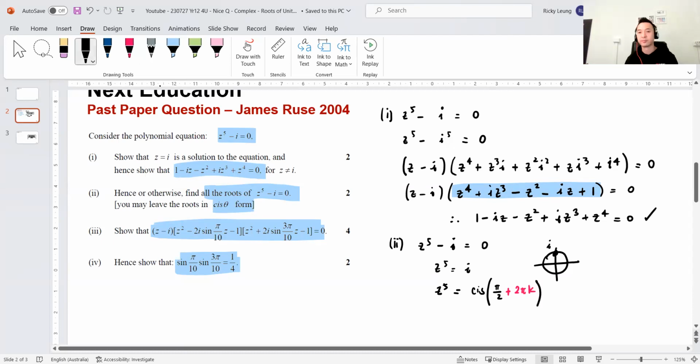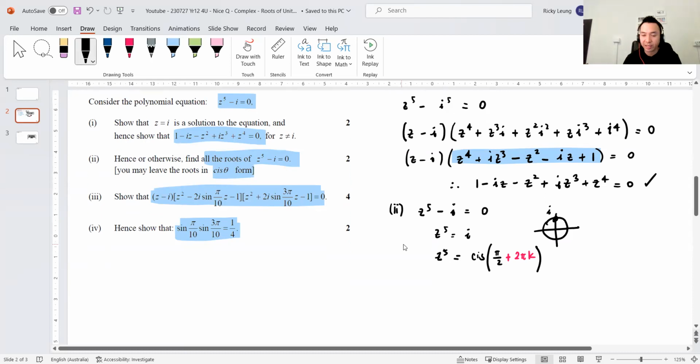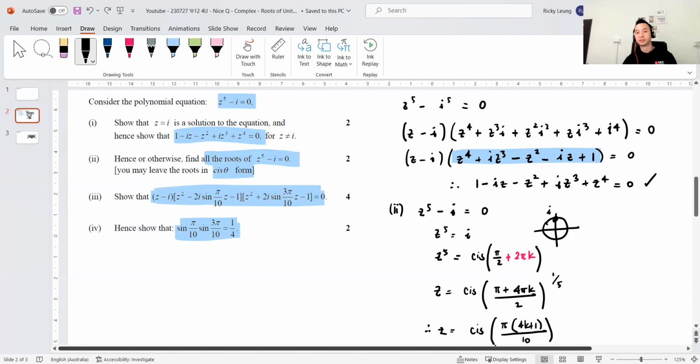And then I De Moivre. I'll common denominator. I won't De Moivre yet. I'll common denominator plus 4 pi k on 2, and I'll bring it to the power of 1/5. And then De Moivre, bring the power inside the bracket, but also let's be amazing and factorize pi out. It becomes 4k plus 1, and when I bring the 1/5 in, it becomes on 10, right? So far so good.